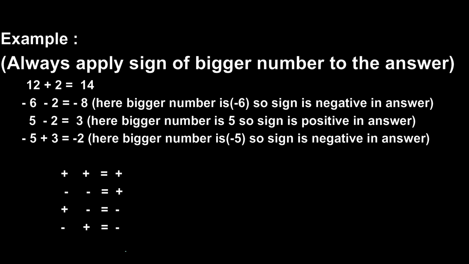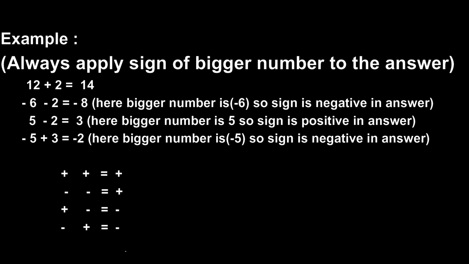The third one, 5 minus 2. 5 is a positive integer and 2 is a negative integer. So the result is 5 minus 2, that is 3. But here the bigger number is 5, so the sign is positive in the answer. Minus 5 plus 3 is equal to minus 2. Minus 5 is a negative, plus 3 is a positive number. Minus plus is equal to minus. So the answer is minus 2, and same here, the bigger number is minus 5, so the sign is negative in the answer.